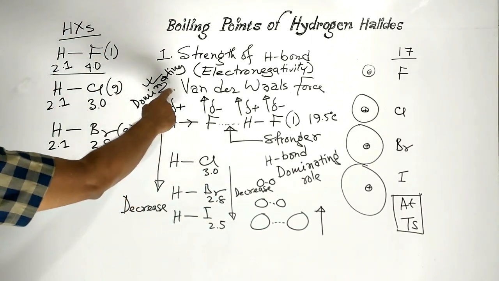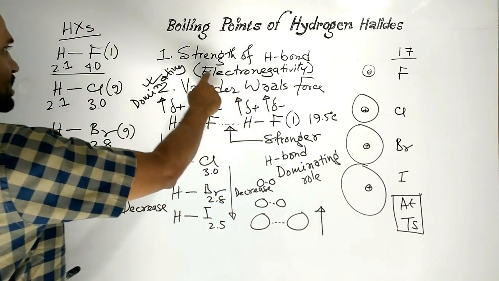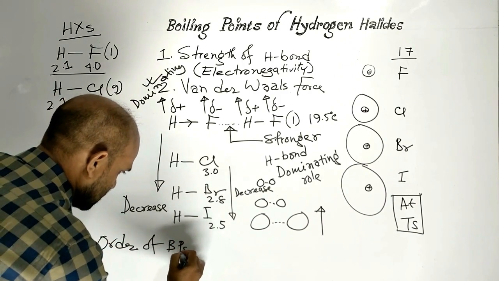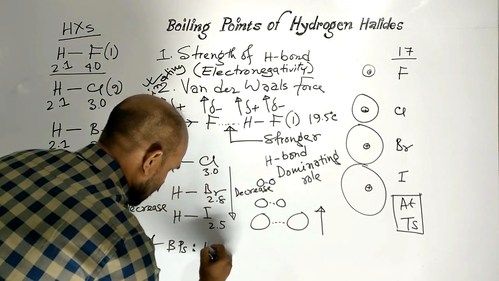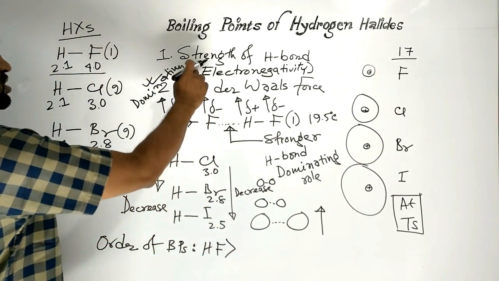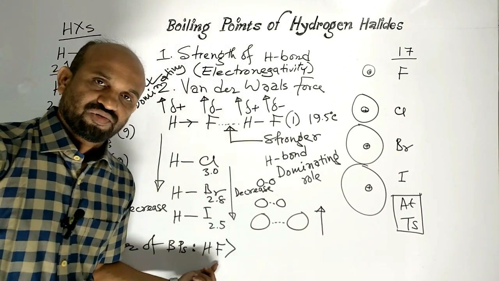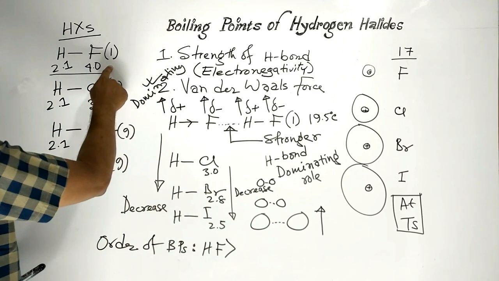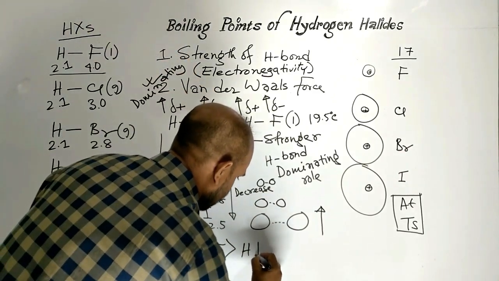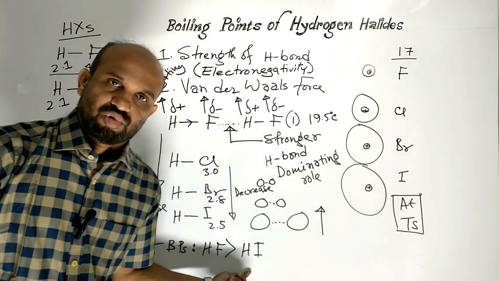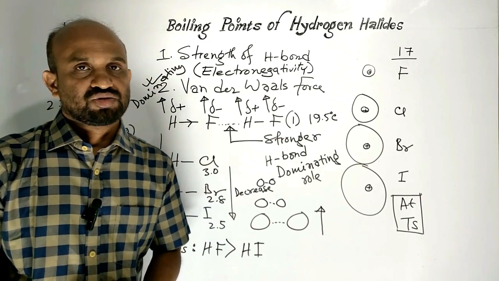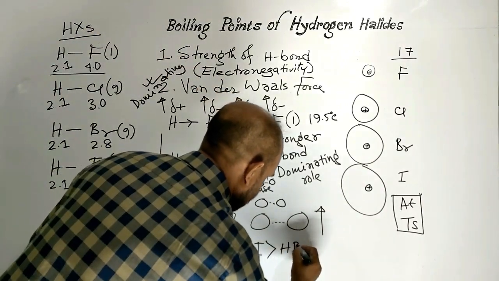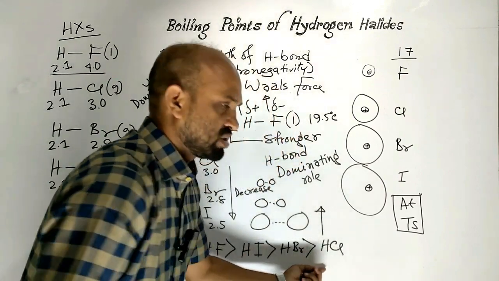Finally, considering van der Waals attraction force and strength of hydrogen bond, order of boiling points is: firstly hydrogen fluoride will come, considering strength of hydrogen bond. In case of hydrogen fluoride, stronger hydrogen bond is formed. That is why it becomes liquid at room temperature. Then hydrogen iodide comes. In this case, not hydrogen bonding, van der Waals attraction force plays the dominating role because of this higher molecular size. After that, hydrogen bromide comes, and finally hydrogen chloride comes.